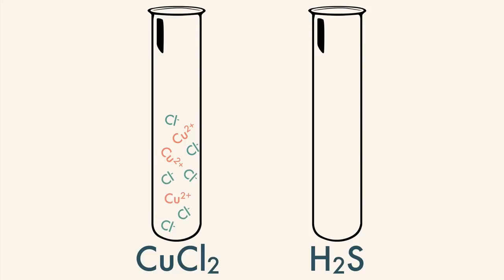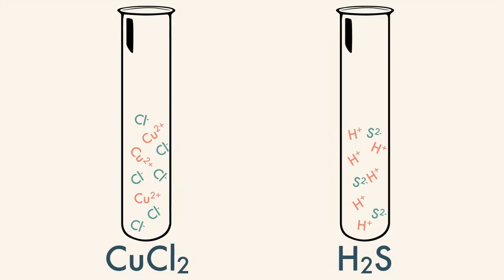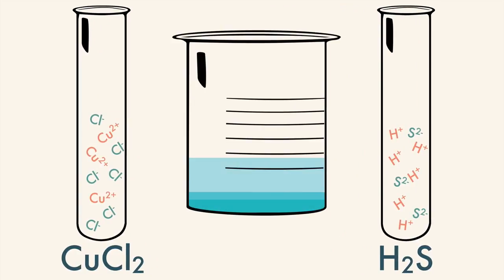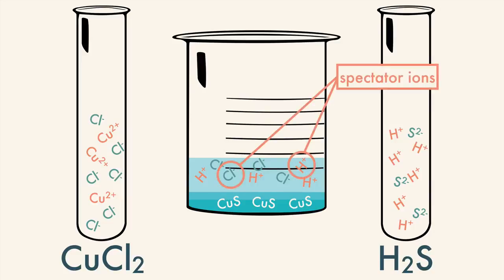In aqueous solution, ionic compounds break up into their representative ions. And when they react, the precipitate is an ionic compound which does not dissolve in water, so it stays solid. But some of the ions are not changed at all. They started as free-floating ions and they stay free-floating ions after the reaction has occurred. These are called spectator ions because they watch the reaction happen just like spectators watch a sports game happen.